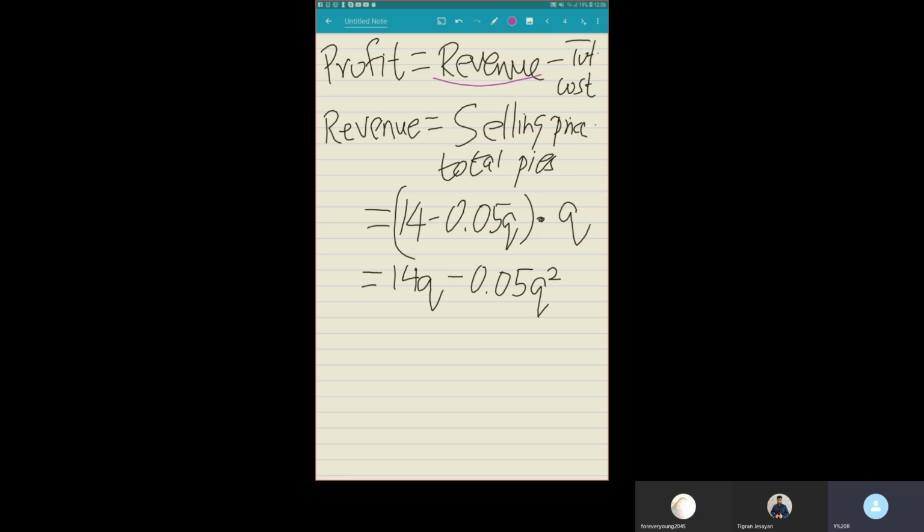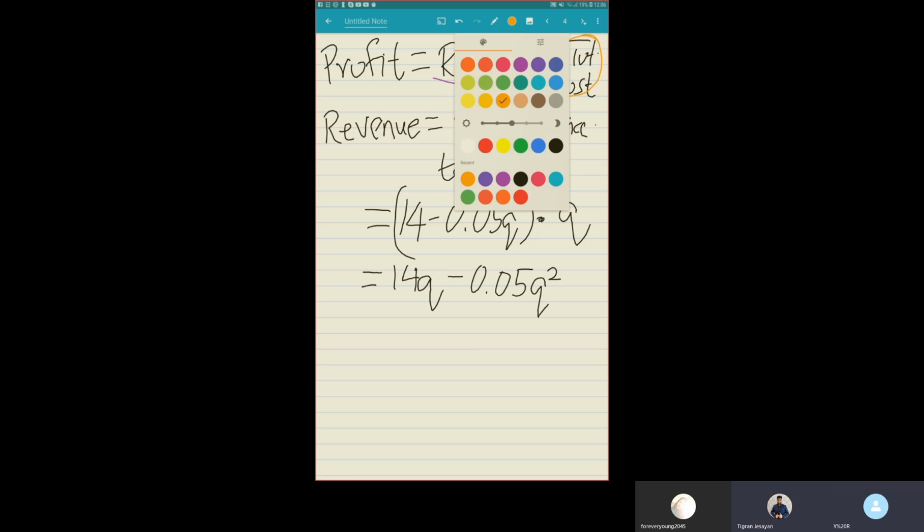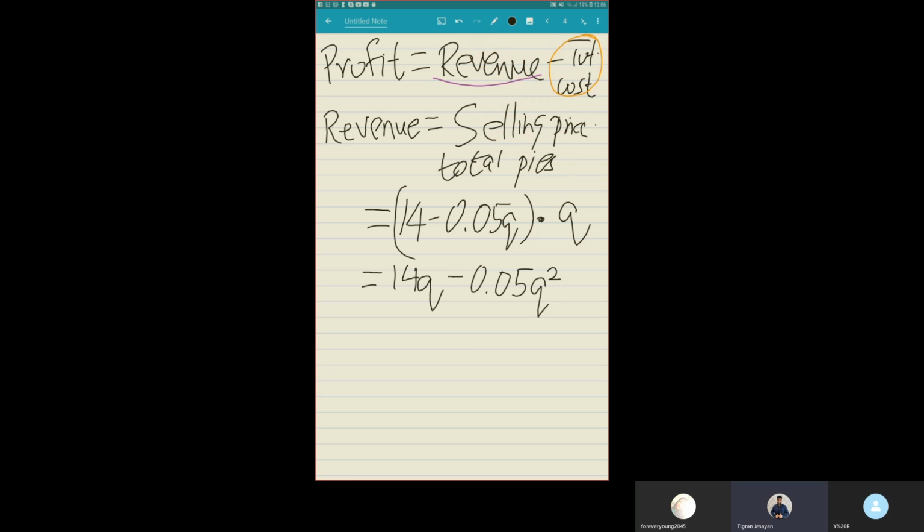So what we need is the next one, the total cost. The total cost is the fixed cost, 250, plus the variable cost per produced pie. So 250 plus 2Q. 2Q, you said, right? Yeah. I think you know it, so I'm not explaining anymore.